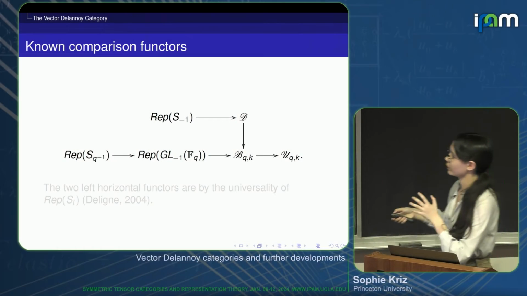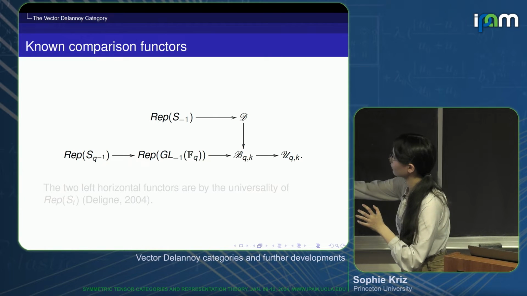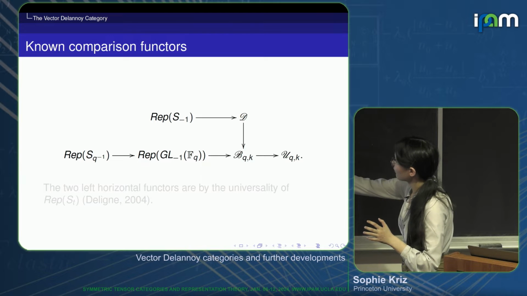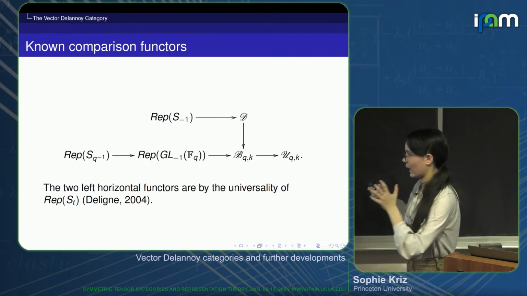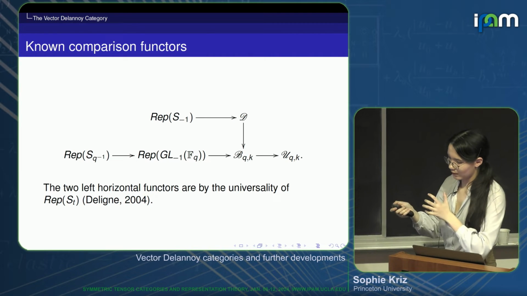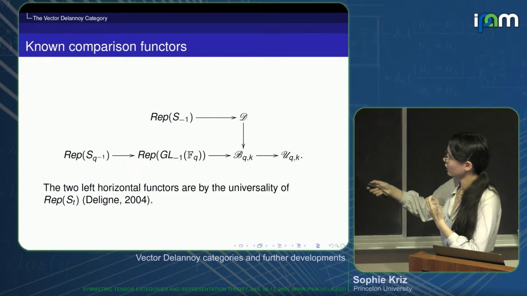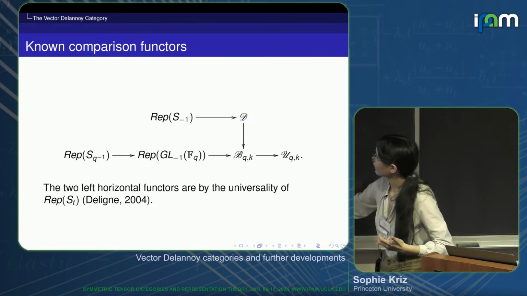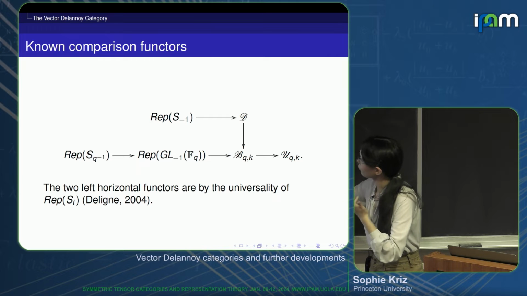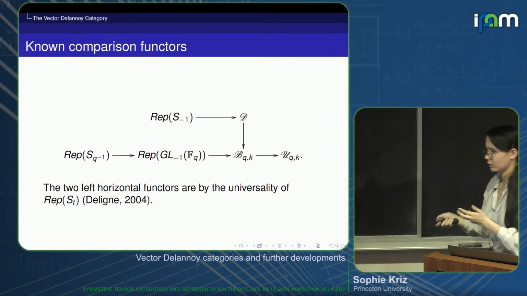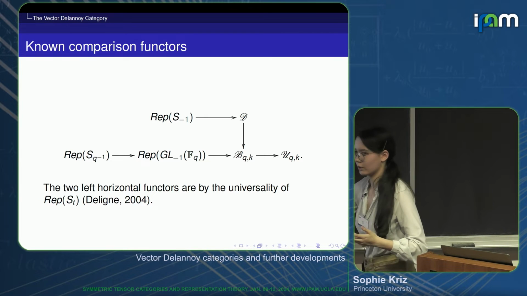And so the comparison of all these categories is that we have these functors. The top functor and the functor over here on the left just arise from the universality of the interpolation of the symmetric group. But what's more interesting, and leads to something more informative, is this vertical functor, which actually leads to a universality of the Delannoy category.